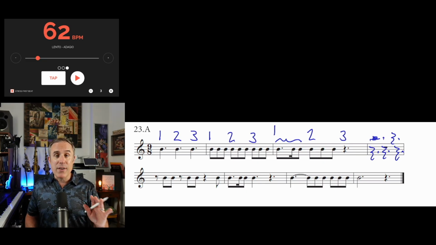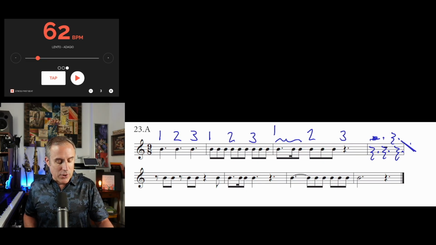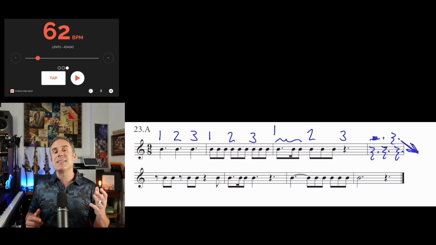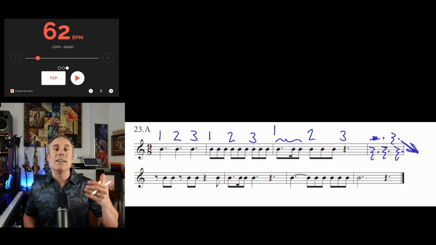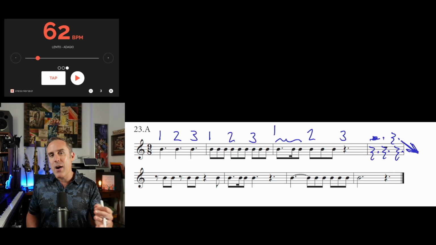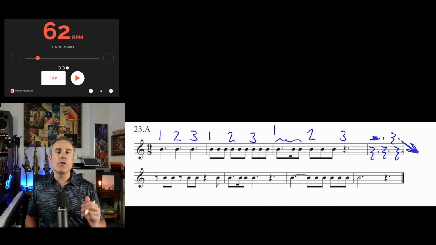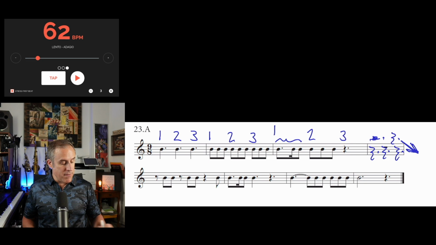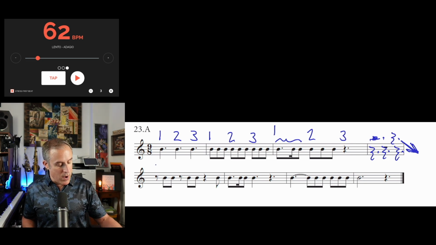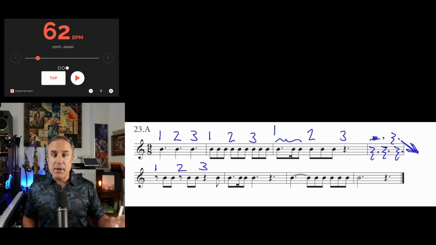Now, because we've got an entire measure of rest, what does that mean? Well, that means that we can be looking ahead to the next line, because in sight reading, we'll want to look ahead as much as we possibly can. So we want our eyes to look at the next line for measure 5. And in that first measure on the second line, measure 5, we've got an 8th rest on beat 1, another 8th rest on beat 2, and a quarter rest on beat 3.